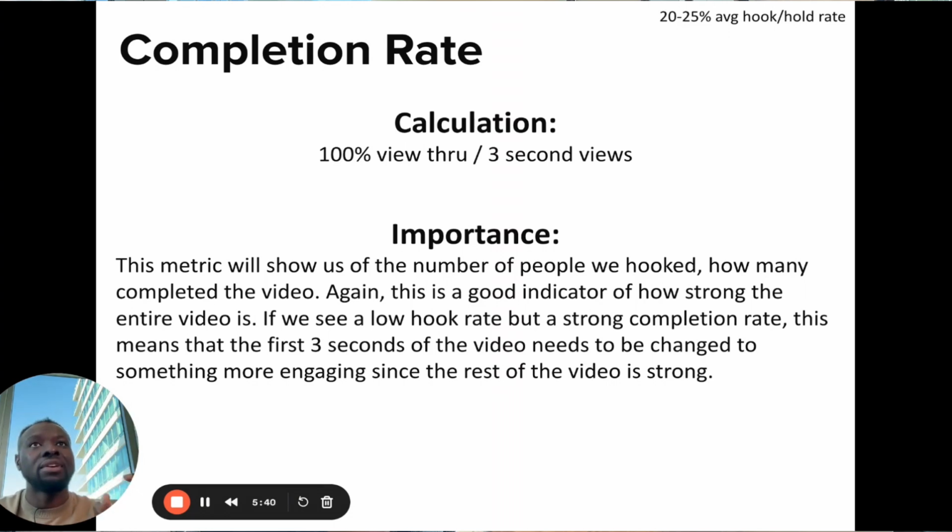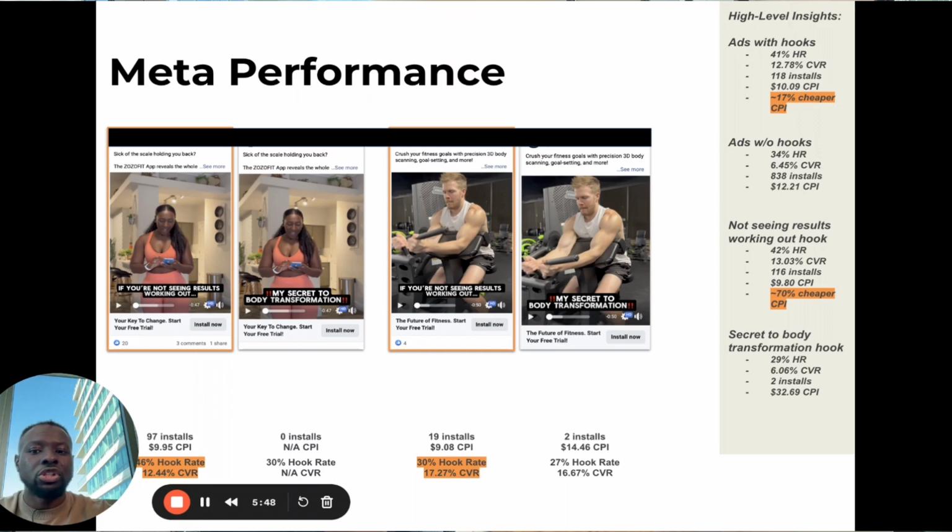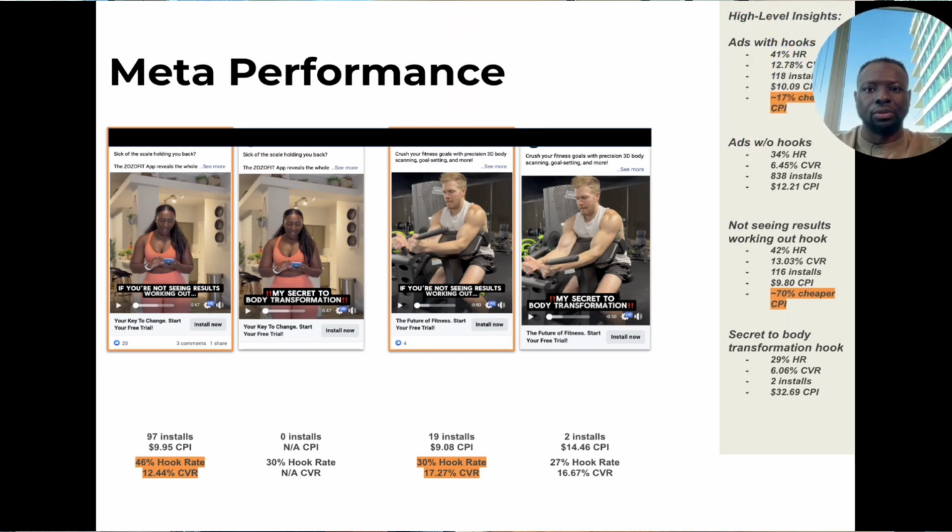So you can have one video but multiple different hooks, different scenes in which you're hooking the prospect. And I want to show you now different examples of this ad. This brand is a fitness brand, and the goal is to get users to download the fitness app. So let's look at this specific example.